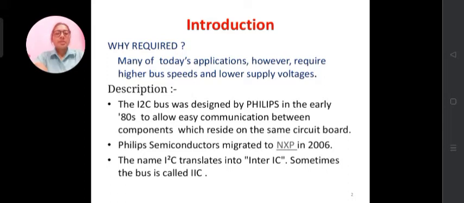Philips Semiconductor migrated to NXP in 2006. I2C stands for Inter-Integrated Circuit and it is pronounced as I-squared-C, alternatively known as I2C or IIC. It is a synchronous, multi-master, multi-slave, packet switched, single-ended serial communication bus.